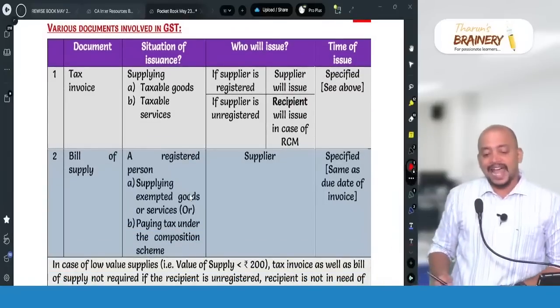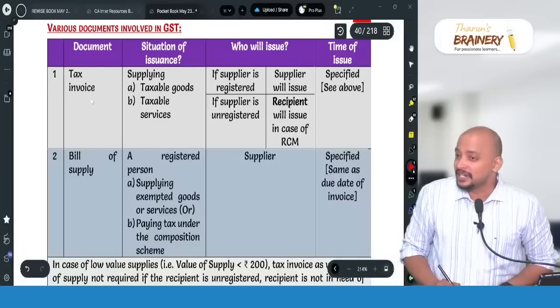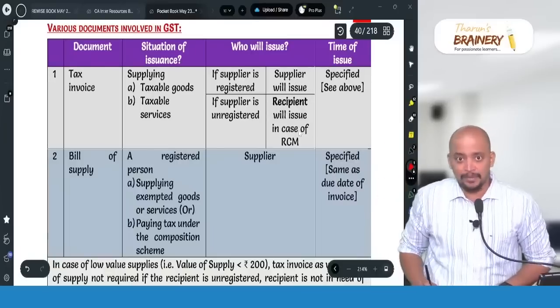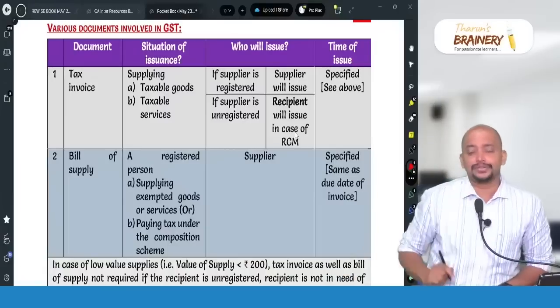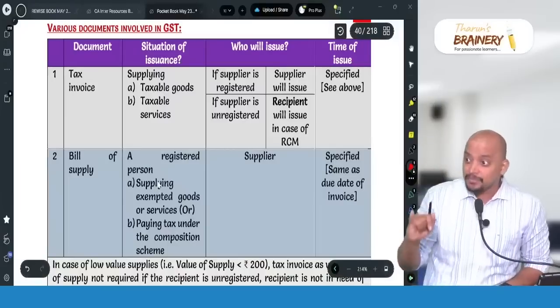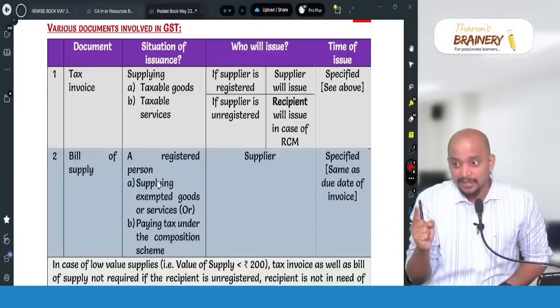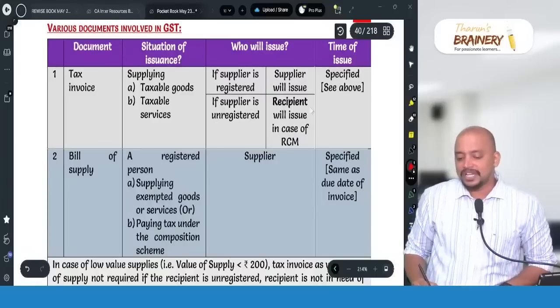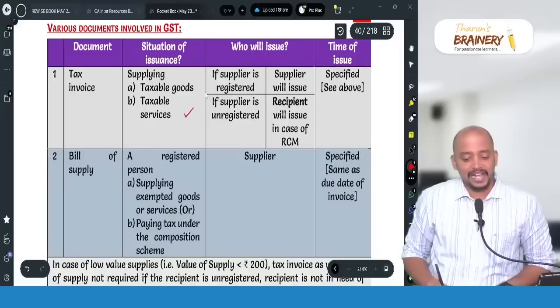So, here tax invoice. Just now we have seen tax invoice. Who will be giving tax invoice to whom? Generally, supplier will be giving tax invoice to recipient. What is the time limit? Already we discussed that time limit. But only in one case, recipient will be giving tax invoice to supplier, which case: RCM and the supplier is unregistered. 2 conditions. It should be RCM and the supplier is unregistered. Then in that case, recipient will be giving the tax invoice to the supplier. And tax invoice is issued in case of taxable supplies.